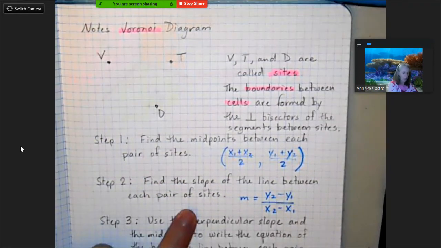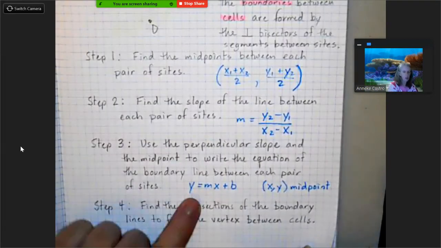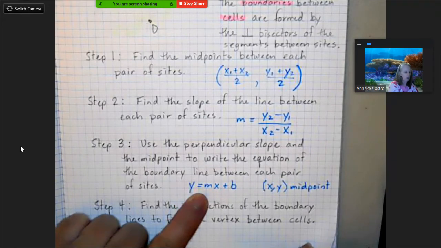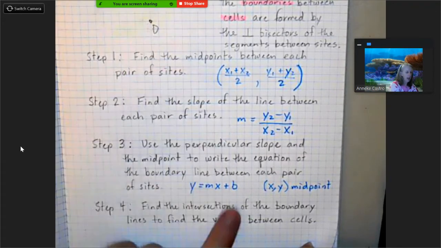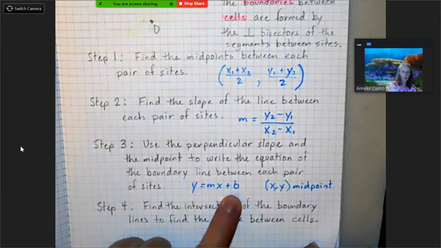Again, if you have coordinates, you can use the slope formula to get the slope between a pair of sites. And if you are writing the equation of the boundary lines, you can use y equals mx plus b, where you get your m from here, and you get your x and your y from the midpoint. And then, of course, you have to solve for b, figure out what that y-intercept would be.